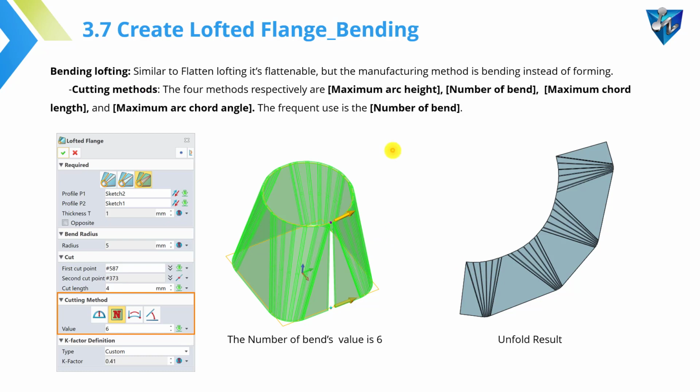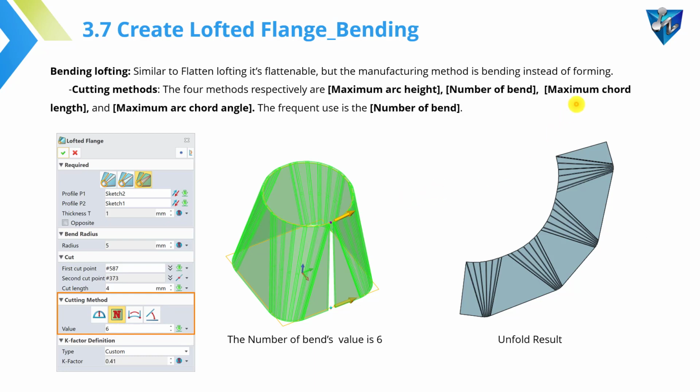And there are four methods to define the bend quantity. The first one is to define the maximum arc height. Here you can see it will calculate the height of the arc. And the second one is number of bends. This one is easy to understand. We just define how many bends you want. Like in this case, it's 6. 1, 2, 3, 4, 5, 6, right?